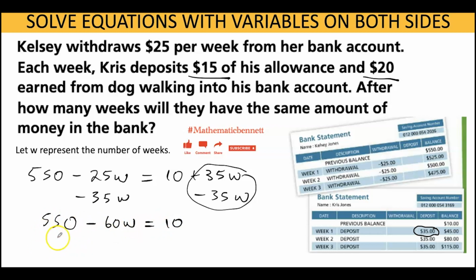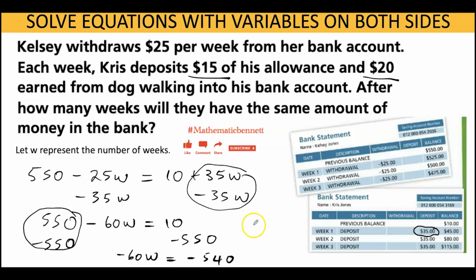From there, we can eliminate this constant from the left side. So we subtract 550 from both sides of the equation. So we get a zero pair right here. And we see that negative 60W would be equal to negative 540. From there, to get W by itself, we divide negative 540 by negative 60. And we see that we get 9. So we can conclude that after 9 weeks, they will have the same amount of money in their bank account.